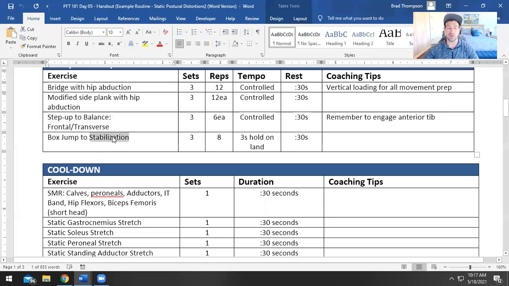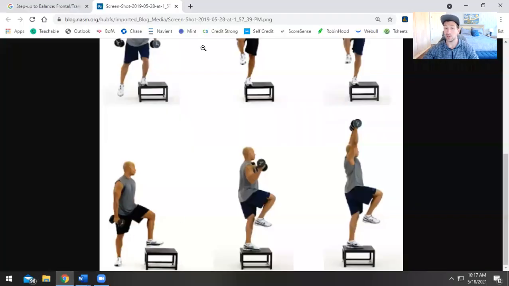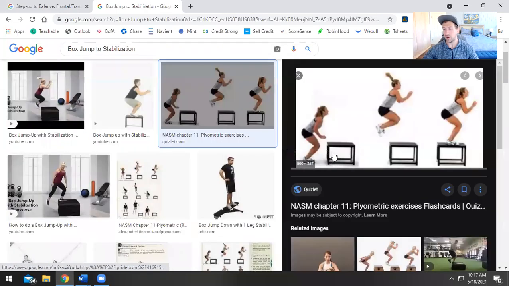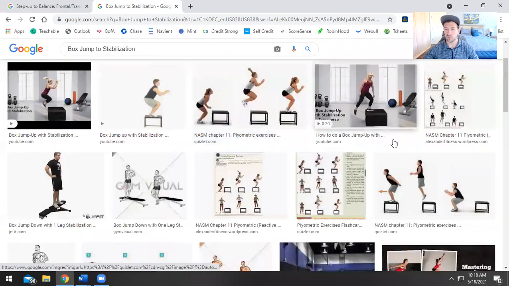And then a box jump to stabilization. So that's this version right here, right? We do a box jump and we land and we hold. That's again going to work on the anterior tib, the gluteus maximus, right? Basically strengthening all that stuff we need to.